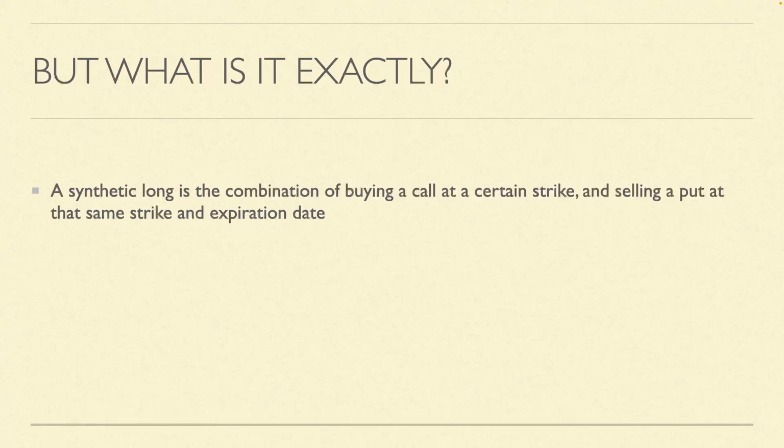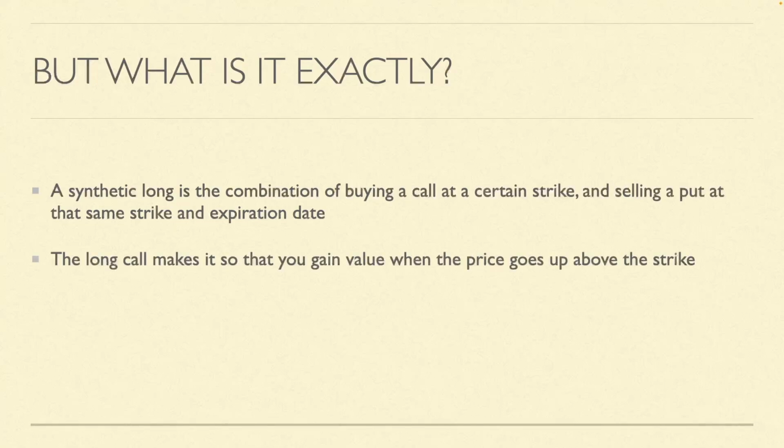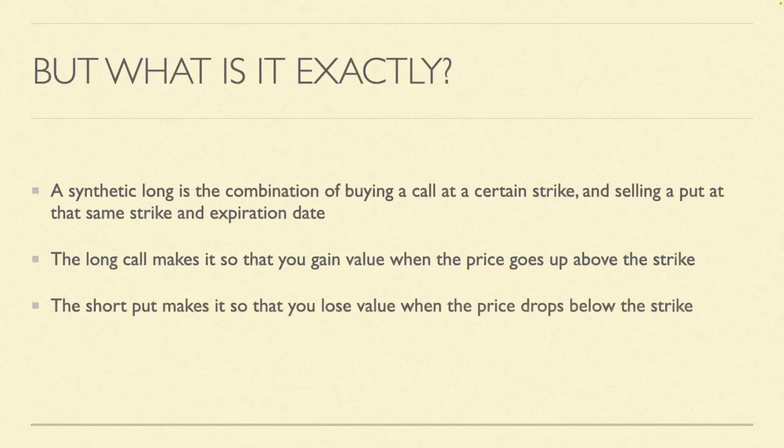Typically, you would choose a strike that is the closest to the current stock price. This can be any date, but typically it is an expiration date that is far away. The long call makes it so that you gain value when the price goes up above the strike, and the short put makes it so that you lose value when the price drops below the strike.